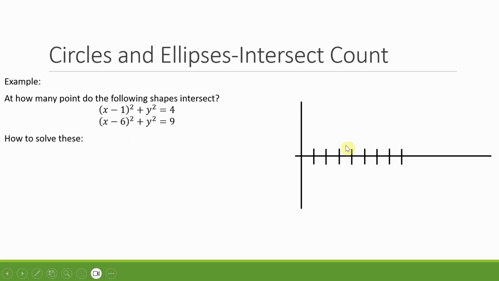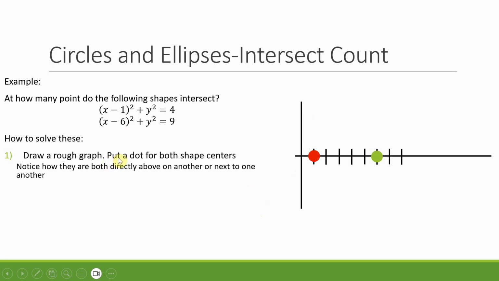So here's just a rough axis. You could also have y, it doesn't matter. But if I look at this, drawing my rough graph and putting a dot at the shape centers, here I have, for this one, positive 1 for my center for the x, and then there is no y plus or minus anything, meaning it's plus 0 or minus 0. In other words, it's going to be right on the x-axis. Y is going to be 0 for my center. So for this one, plus 1 for the x and 0 for the y, that's its center. Whereas this one, it's plus 6 for the x, and again, y is 0.